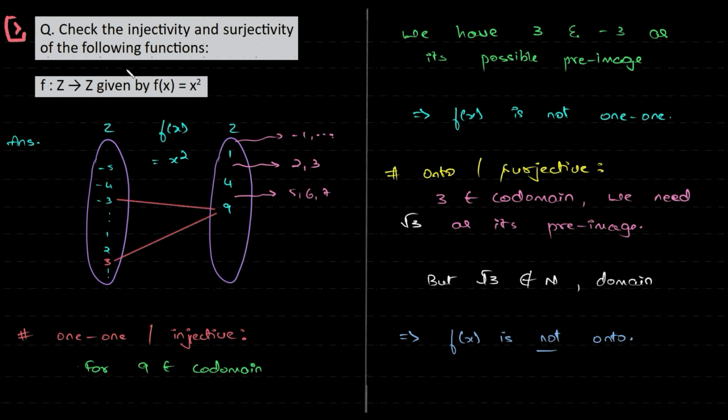Okay, yes. So for this particular condition, the same function was 1-1 and not onto when we were mapping from natural number to natural number. In this case, it's neither 1-1 nor onto.